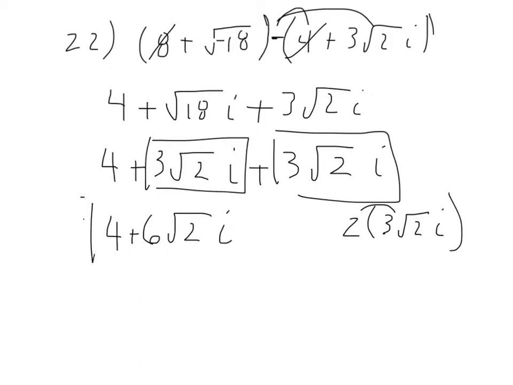So your final answer would be 4 plus 6 root 2 i. And that's your standard complex number form, but i is also preferred to be put out in front of a radical when we have one, so it doesn't look like it's underneath the radical.